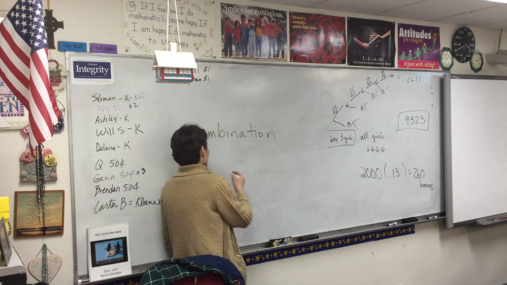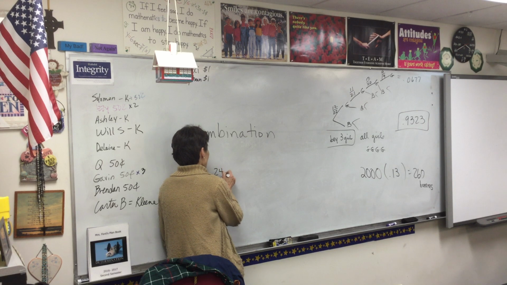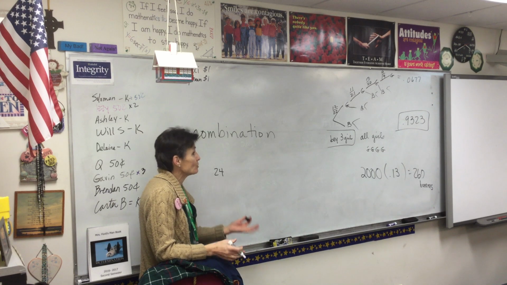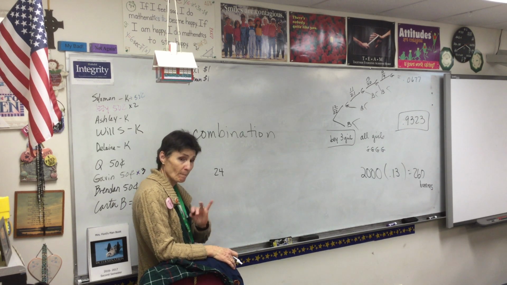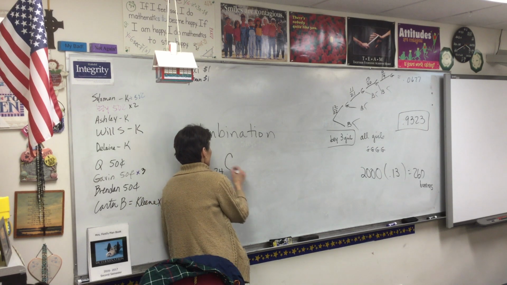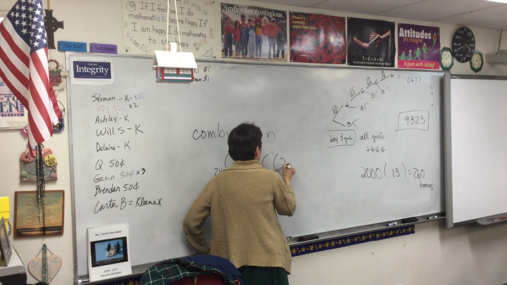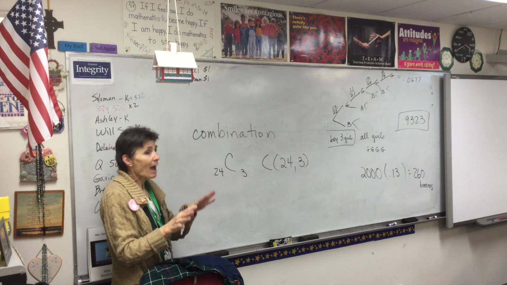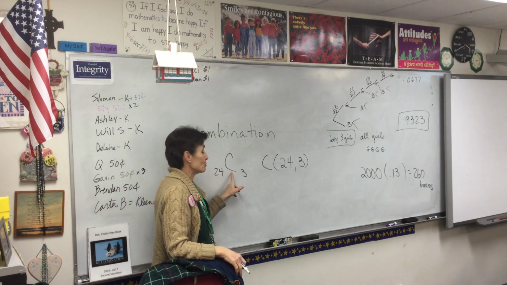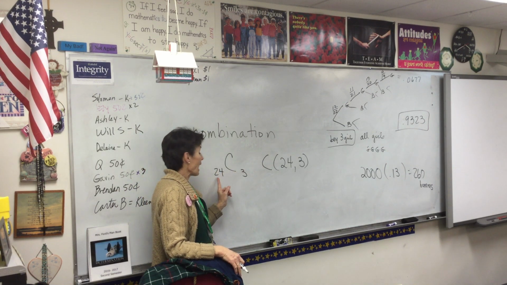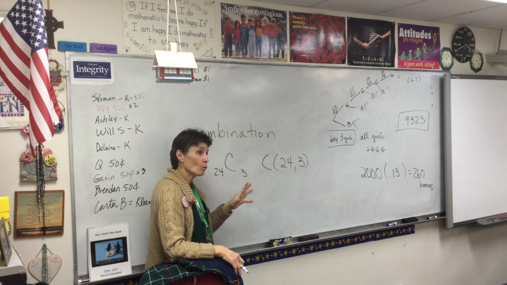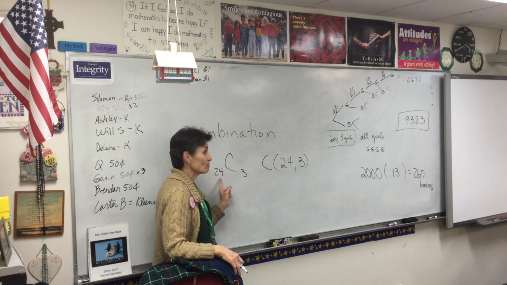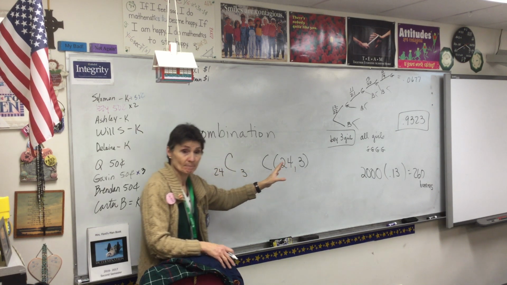So we normally have, I think, 24 in our class. If I wanted to know how many ways I could choose a committee of 3 from my class of 24, it would be written like this or like this. You need to be familiar with both notations. That means you are going to choose 3 kids out of 24 with no regard to order. Order doesn't matter. So how many ways can I choose 3 from 24? That's what this notation means.